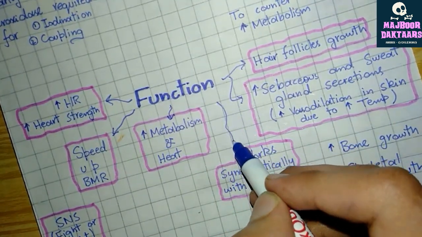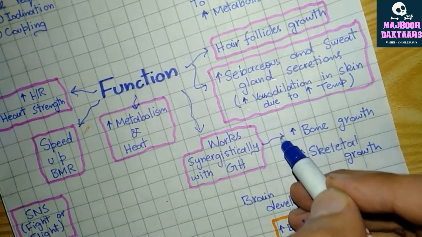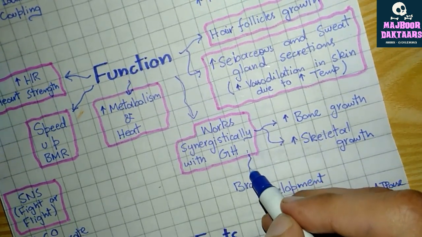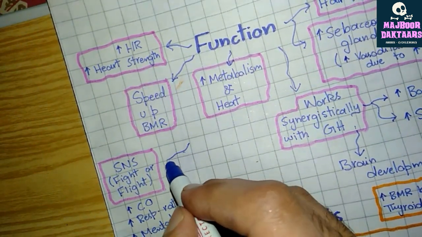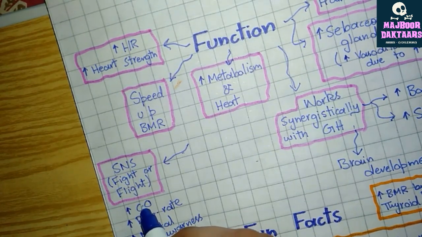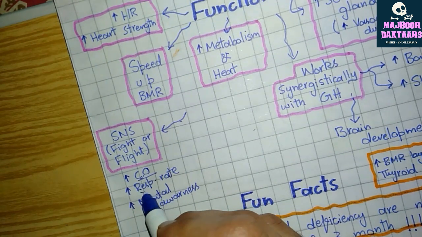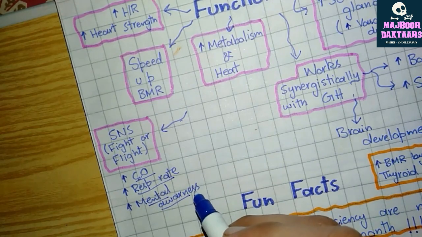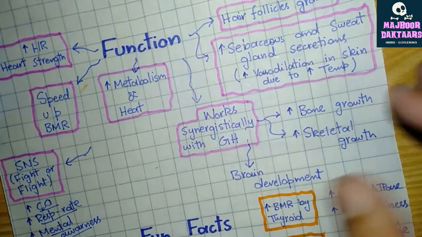The thyroid hormone also causes the speeding up of BMR, that is the basal metabolic rate. The thyroid hormone works synergistically with the growth hormone, so it causes an increase in bone growth and skeletal growth, and it is also involved in brain development. Lastly, the thyroid hormone also causes the SNS response, that is the fight or flight response, which increases the cardiac output, increases the respiratory rate, and increases the mental awareness by increasing the sensitivity of the neurons. That's all for the thyroid hormone.